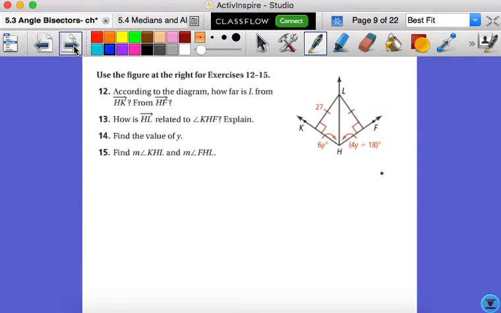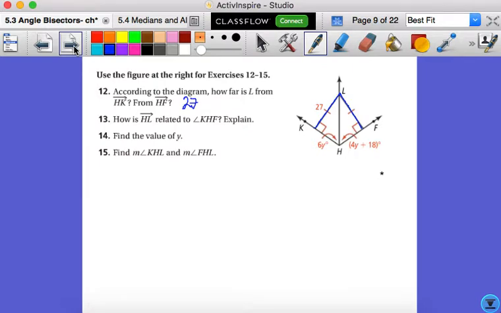According to the diagram, how far is L from HK? L is 27 units at its shortest path from HK, and so therefore we know it's the same distance to HF.